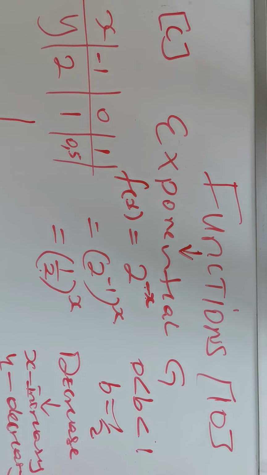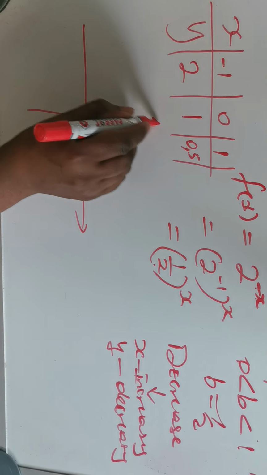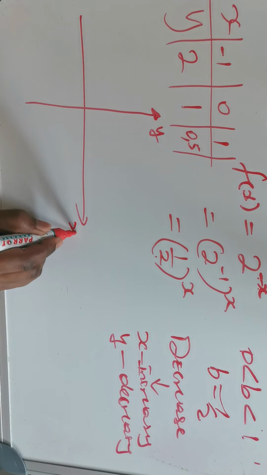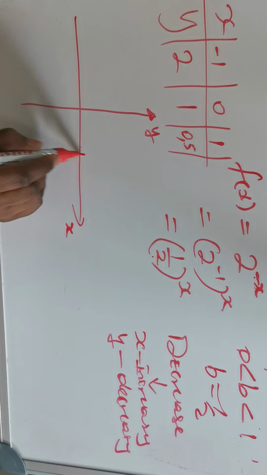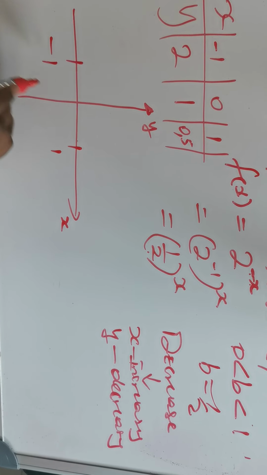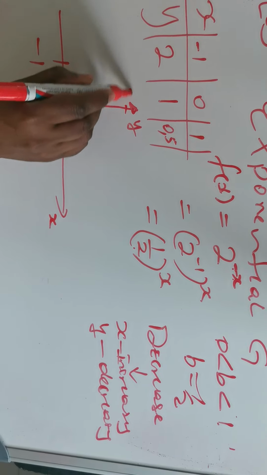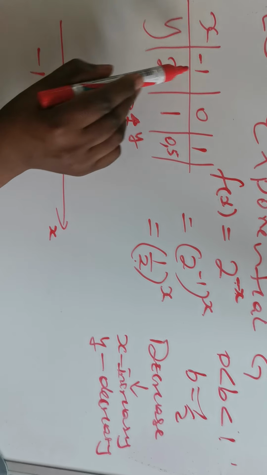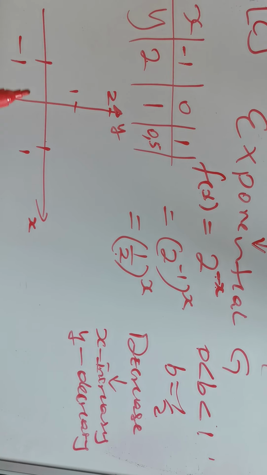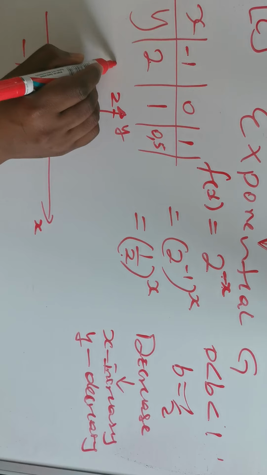Now let's sketch the graph. This is just our rough sketch. This is our y. This is our x. We have 1, obviously negative 1, we have 1 and 2. Let's check. When your x is negative 1, obviously your y is positive 2. So it's something like this.